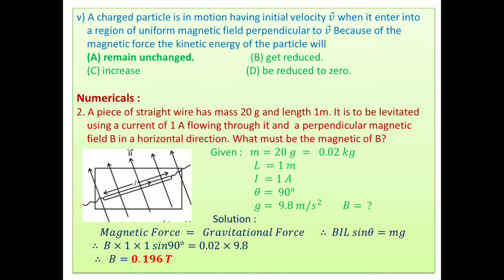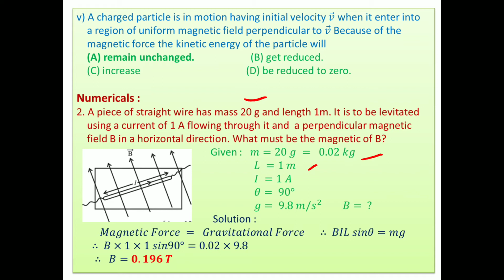Thereafter, we go through certain numericals related to the chapter, which are taken from your textbook. A piece of straight wire has a mass of 20 gram, which means 0.02 kilogram, or 20 into 10 raised to minus 3. The length is 1 meter. It is to be levitated or suspended using a current of 1 ampere flowing through it, perpendicular to the horizontal magnetic field. What must be the magnetic field B?